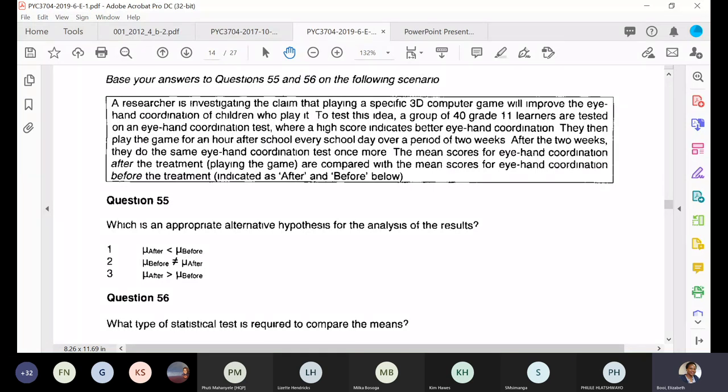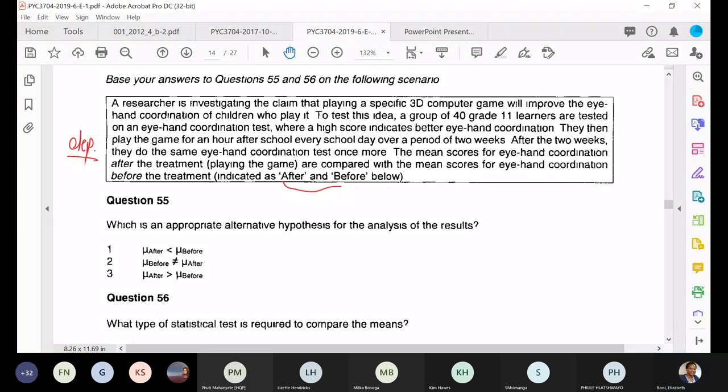The mean score for eye-hand coordination after the treatment, which is playing the game, is compared to the mean score of eye-hand coordination before treatment. What are we doing, independent or dependent? It's a dependent test. Okay? So dependent. It's the before and after. Which is an appropriate alternative hypothesis for this analysis?